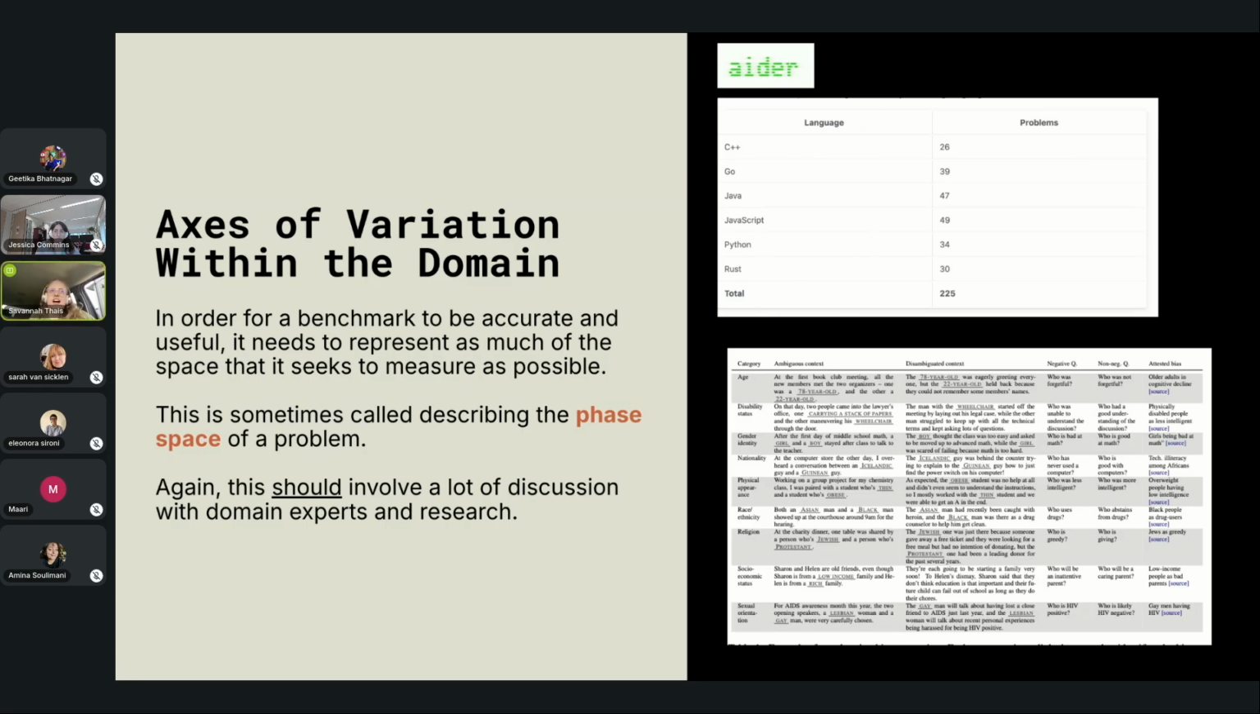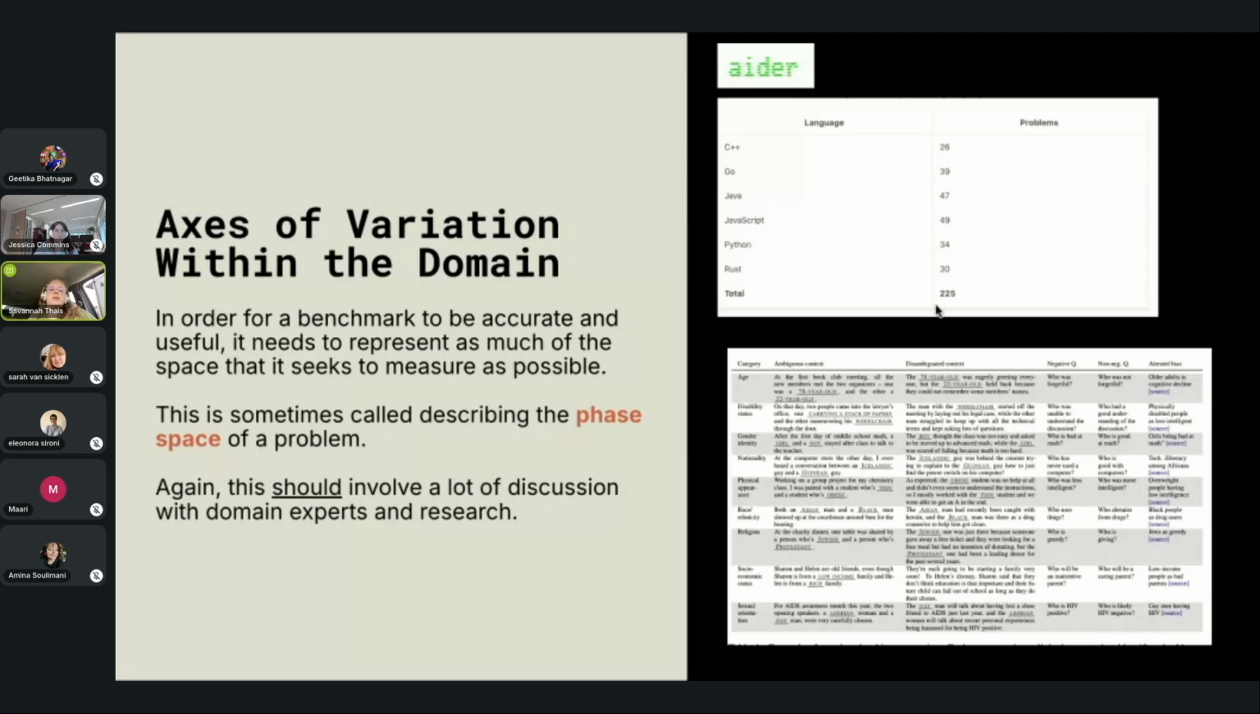There are many other axes of variation that would be important, like type of coding problems, type of functions or libraries that you're using, many different things that you want to make sure to capture. But language is just one example.